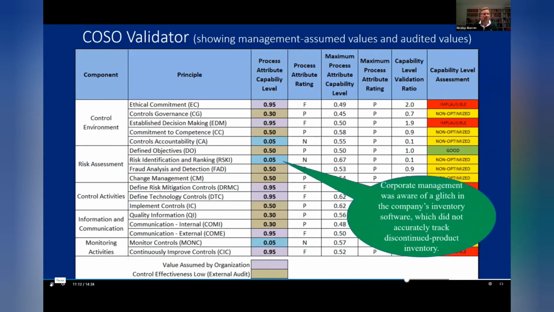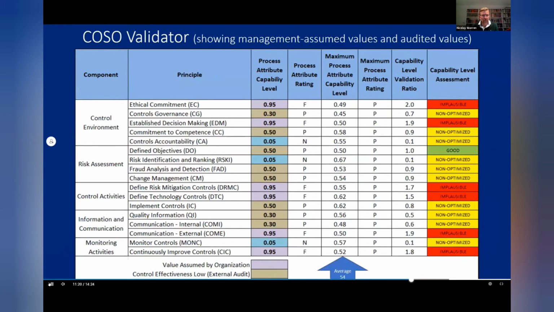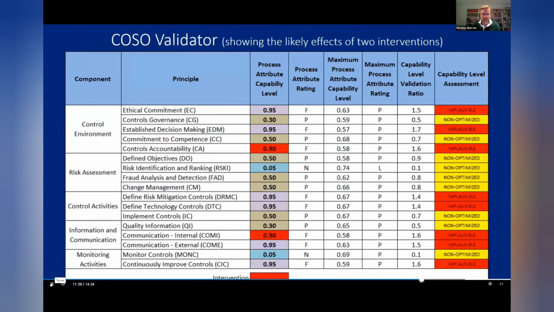The company's process for risk identification and ranking failed to anticipate the impact of a software glitch. Despite management's 95% confidence in 6 capabilities, the validator shows that the average value for all 17 principles was just 54%. Now let's examine the effect of 2 interventions made to improve the warehouse inventory situation.